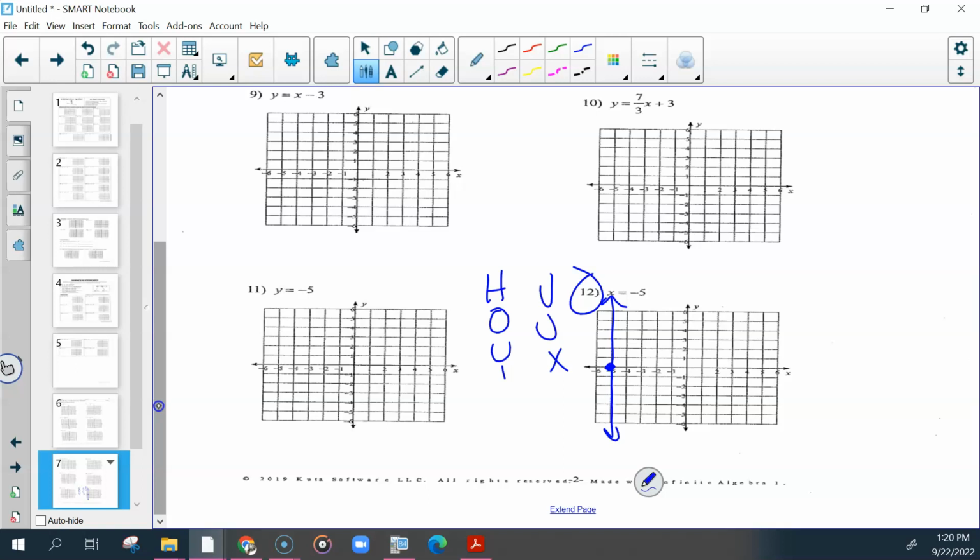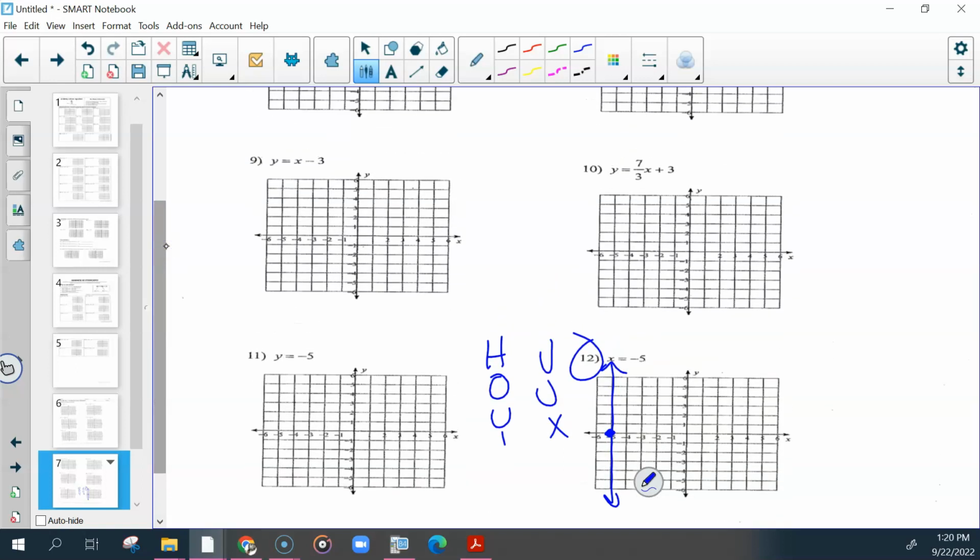Julia. 10, yeah. Okay, for 10, this is in slope-intercept form, so we don't have to do anything to this. We just need to graph. So y-intercept is 3. Slope is 7/3. And it's positive, so up and right or down and left. We can't go up 7, so we have to go down 7 and left 3. So there would only be 2 points on this one. Don't extend your graph, just stop wherever the graph ends. Any others?